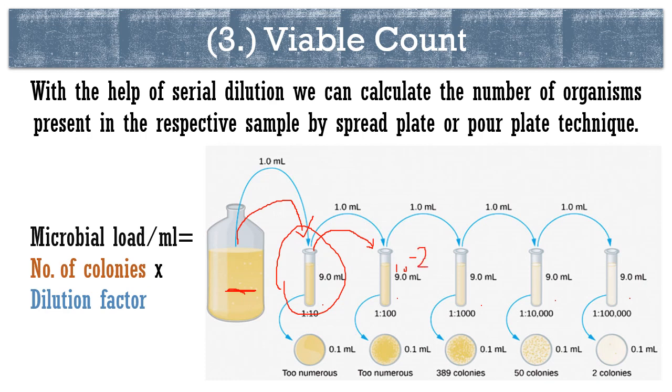Now next, from this tube again we take 1 ml of sample and transfer it into another tube, and so on. So likewise we can easily prepare dilutions of the original sample. So we can decrease the microbial load from the original sample.